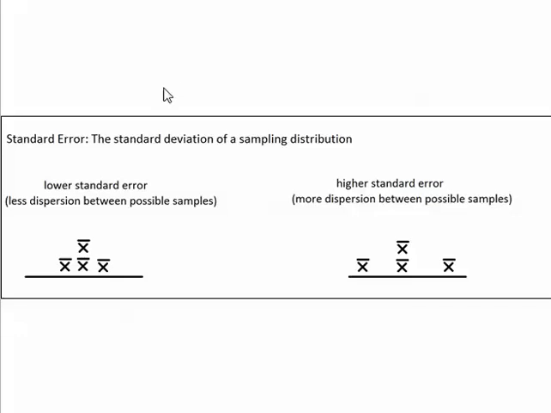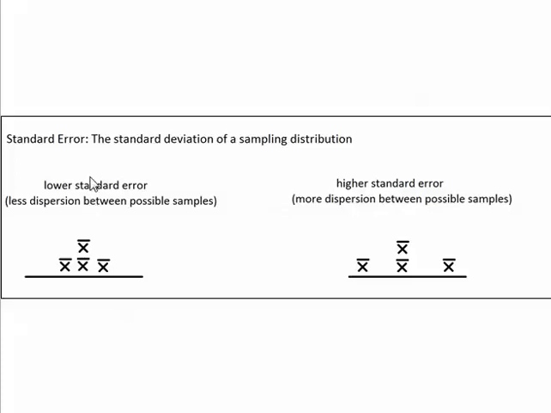In the last video, I talked about the idea of standard error. I said that a standard error is a standard deviation of a sampling distribution. I said that if the possible samples in a sampling distribution are clustered close together, then the standard error is low, and if the possible samples in a sampling distribution are highly spread out, then the standard error is high.